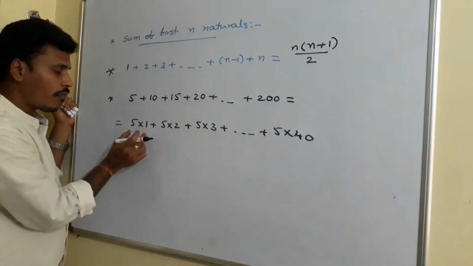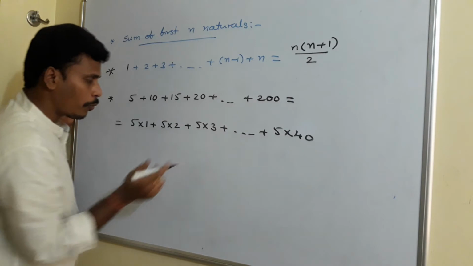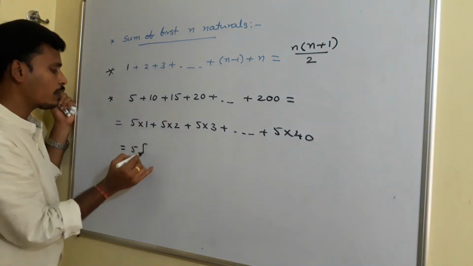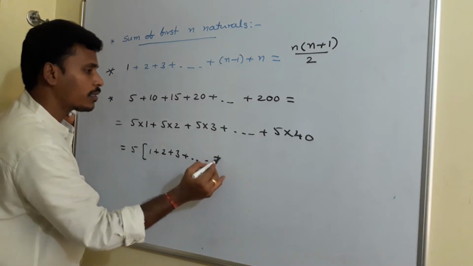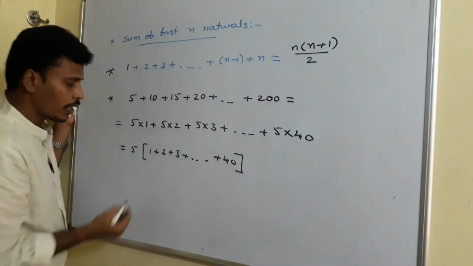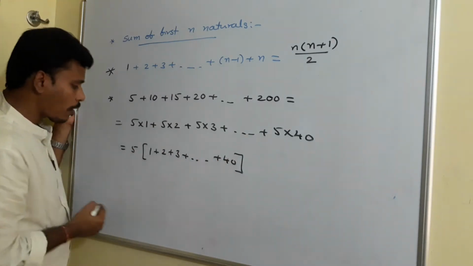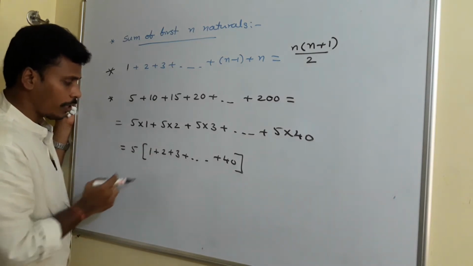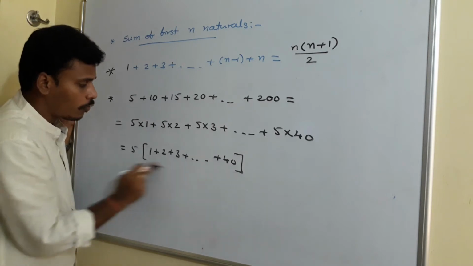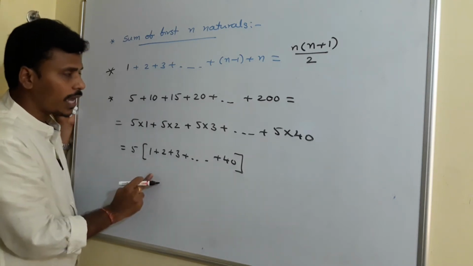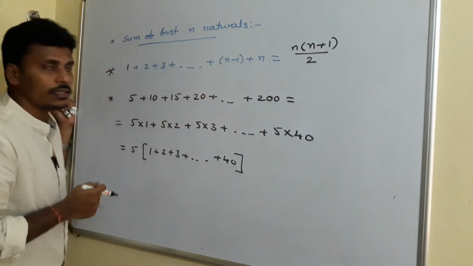Have a look at this. 5 into 1, 5 into 2, 5 into 3 up to 5 into 40. If you take out that 5 as common, it becomes 1 plus 2 plus 3 plus and so on plus 40. Is it right? What do you say about this summation? The sum starts at 1 and ends at 40. Now to calculate this sum of the first 40 natural numbers, you are allowed to utilize this formula.